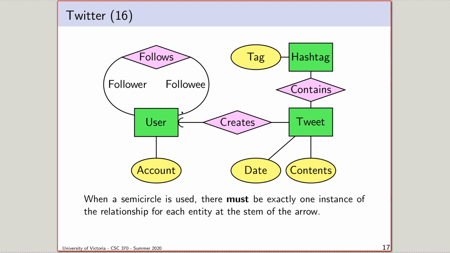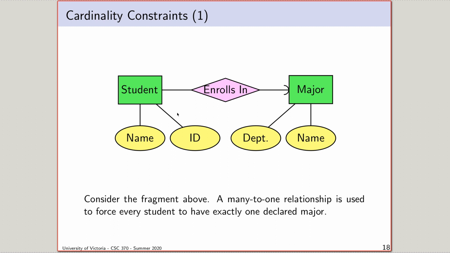So the rounded arrow is an example of a strict one constraint. We'll see in a minute that we sometimes don't want to actually require that. We might want a tweet to be allowed to have 0 authors, but not 2. So we want to allow at most 1 of something. But this constraint is saying exactly 1. So we have this fragment here.